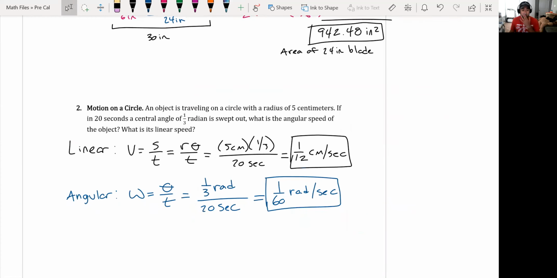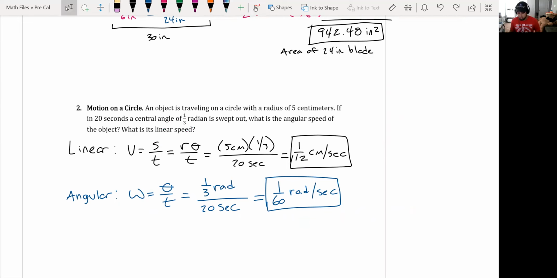And that's it. Those were probably the easiest formulas to use, right? You just have to know the pieces. And remember, linear could be a little tricky. If they don't give you S, remember that S is also the formula R times theta. And from there, they gave us radius, they give us an angle, and we're able to plug in those values.